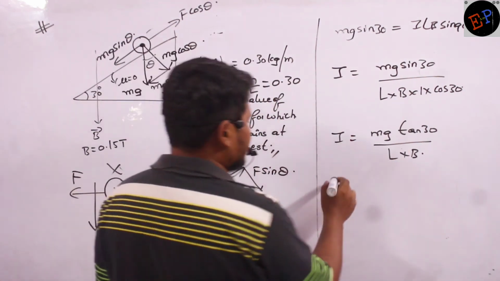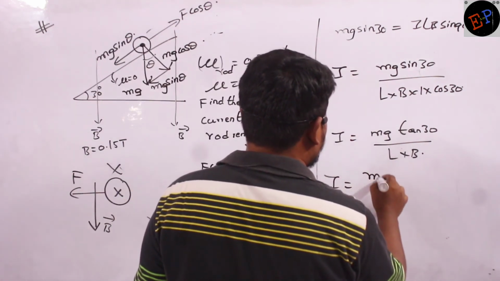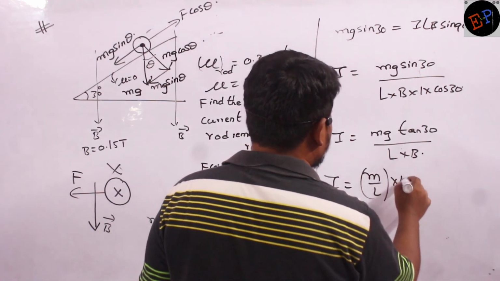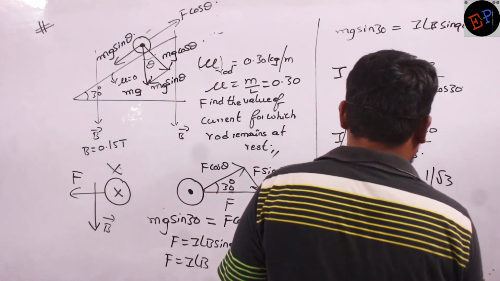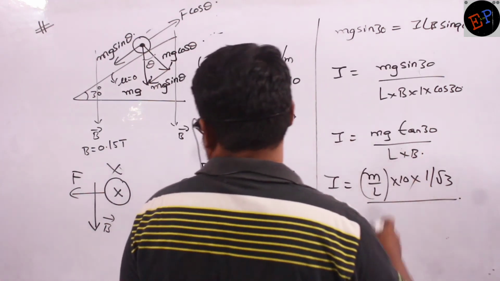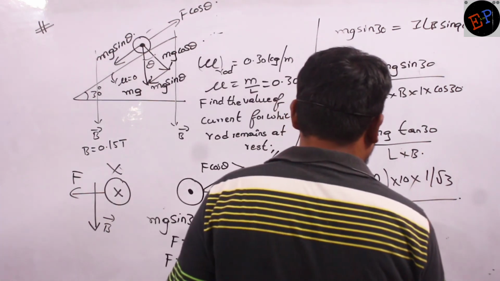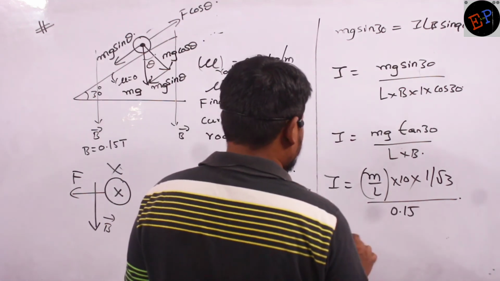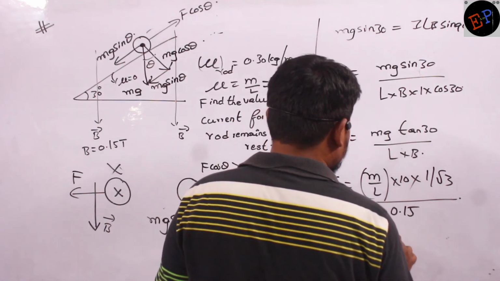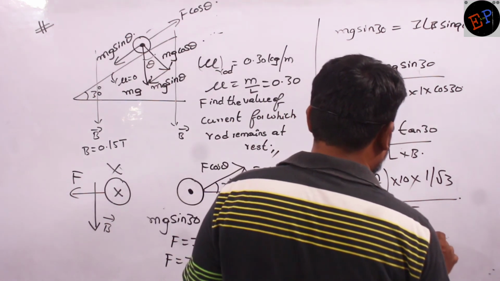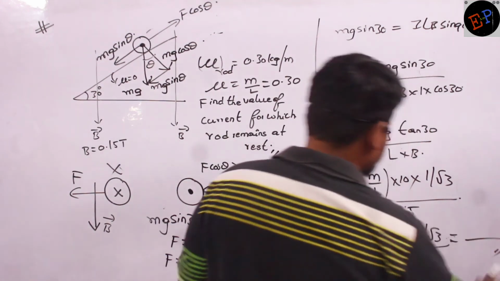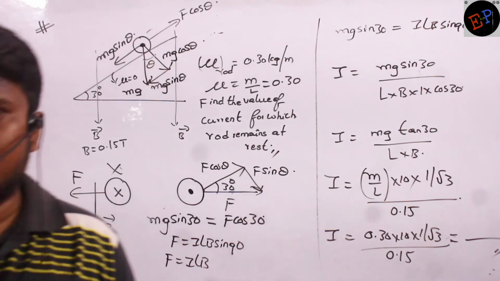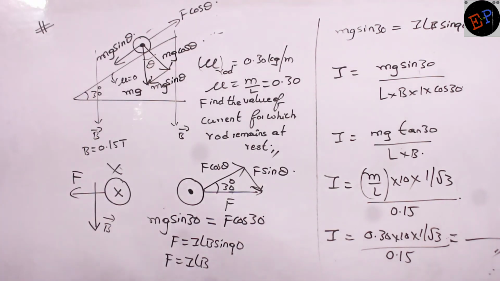So substitute here. So I is equal to m by L multiplied by g value 10, tan 30 value is 1 by root 3, divided by B. What is the strength of magnetic field? 0.15. So mass per unit length 0.30 multiplied by 10 multiplied by 1 by root 3 divided by 0.15. So do this calculation. That is the strength of current required so that the rod remains at rest position.